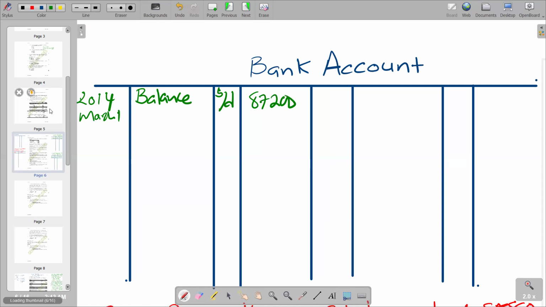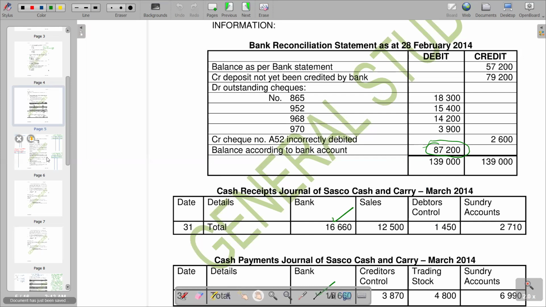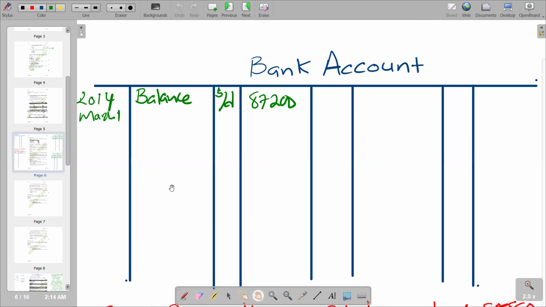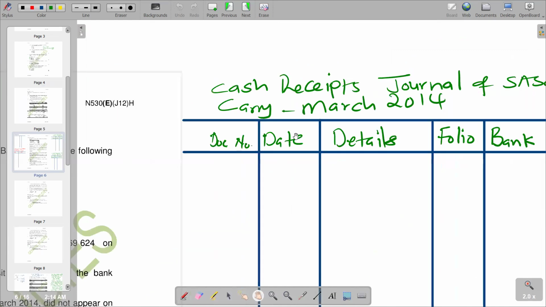Then obviously we check other balances that we are given. We have now the cash receipts journal having a 16,660 balance. So we go to the cash receipts journal and input our 16,660. So in the cash receipts journal, we have it here.